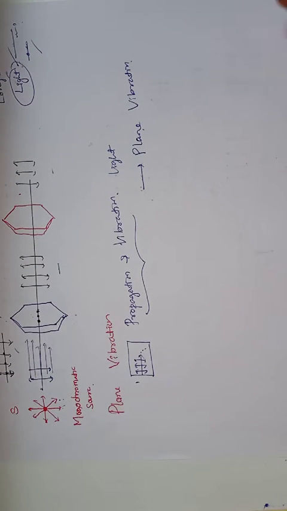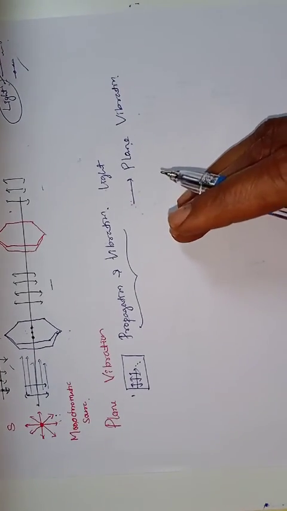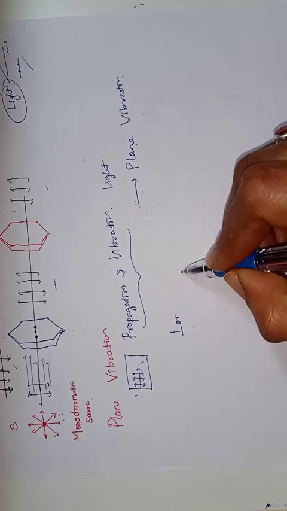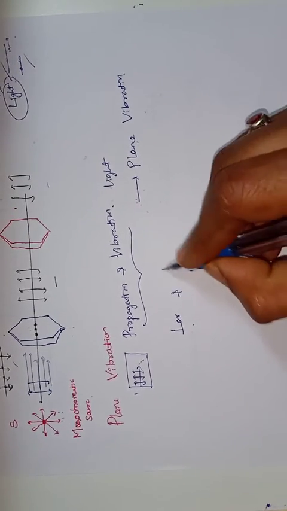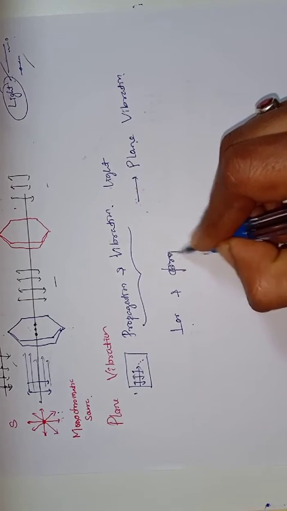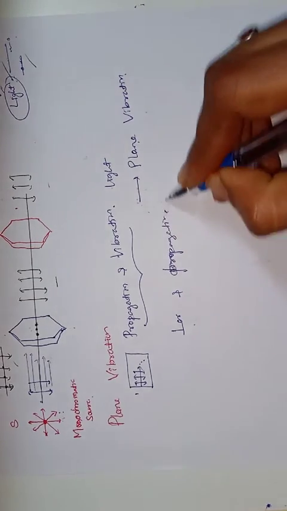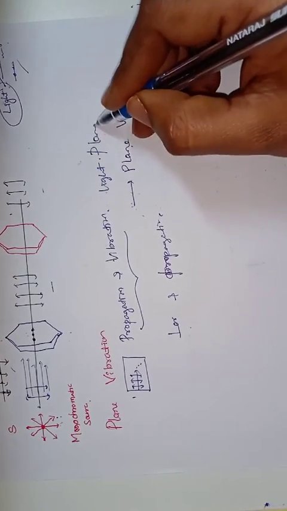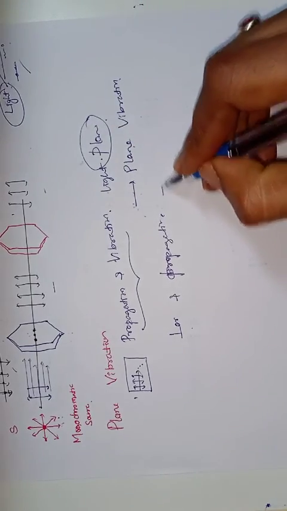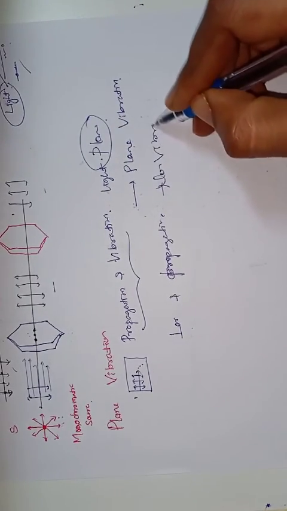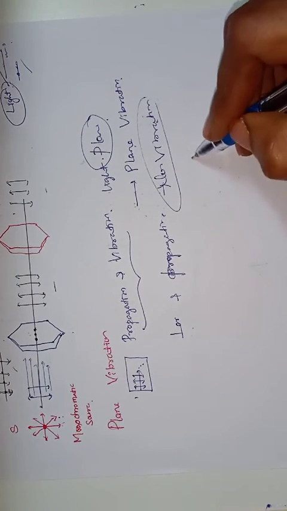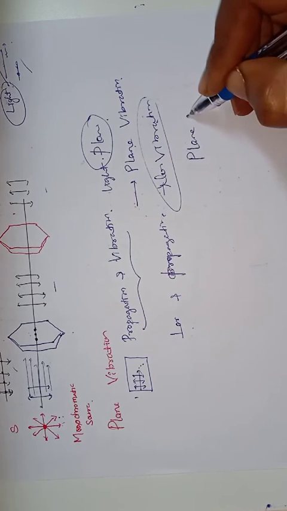Then what is plane polarization? The plane which is perpendicular to the plane of vibration and contains the direction of propagation. There are no vibrations in the direction of propagation. Here the vibration occurs as plane vibrations, and here there is no vibration. There is no change, no vibrations in plane polarization.